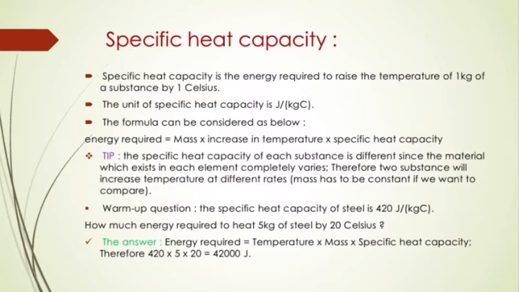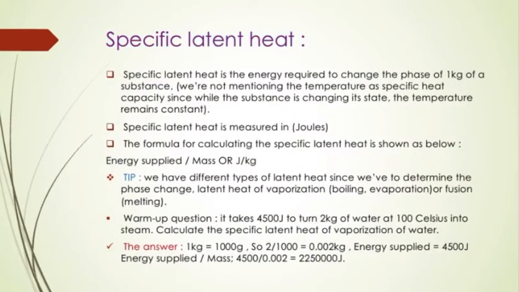Based on the formula that we have, the energy required equals the increase in temperature times mass times C, the specific heat capacity. Therefore, after putting those numbers in, 420 times 5 times 20 is equal to 42,000 joules. And now, specific latent heat.